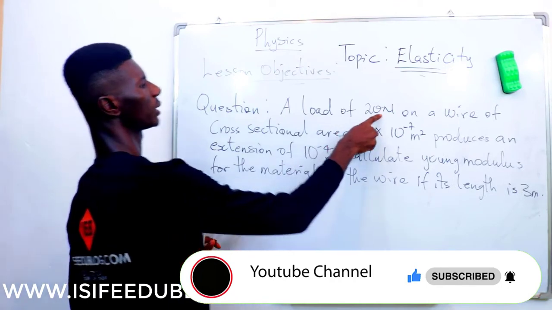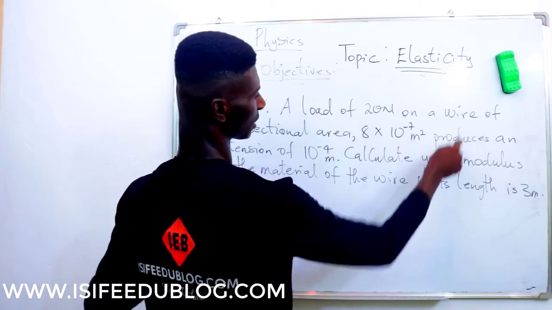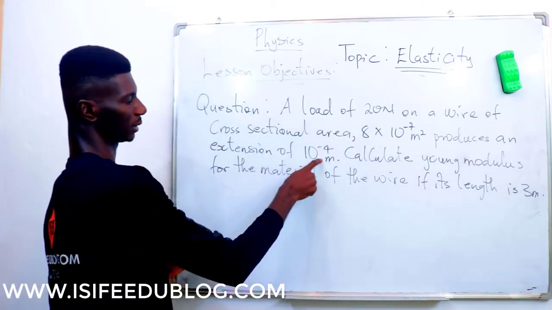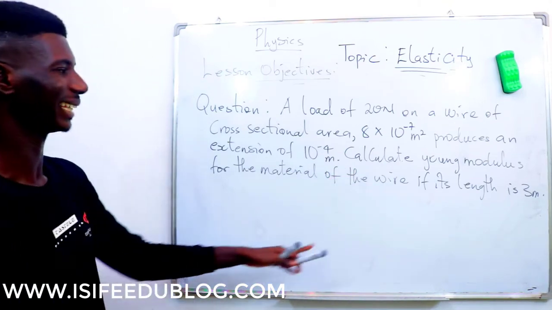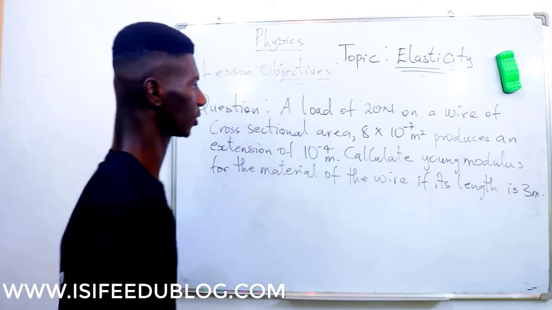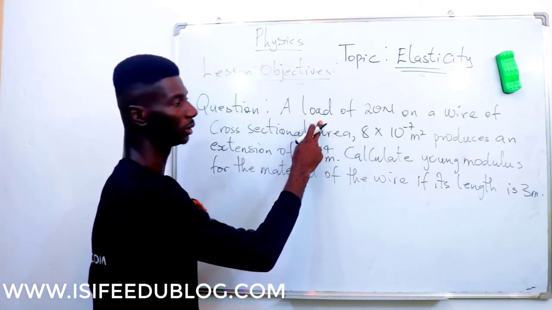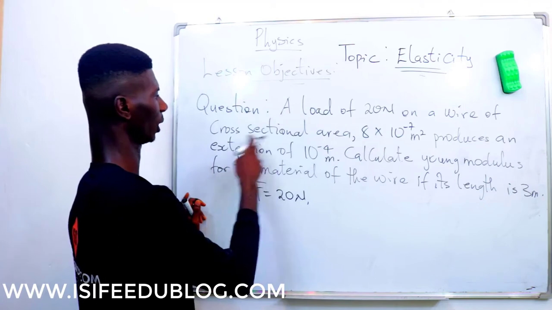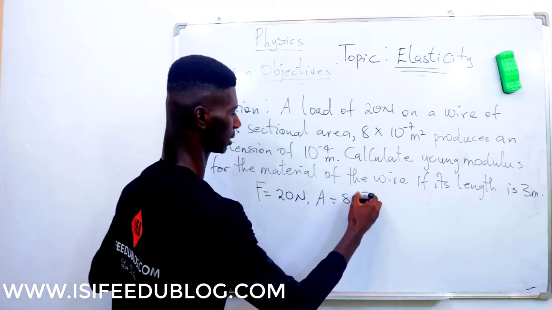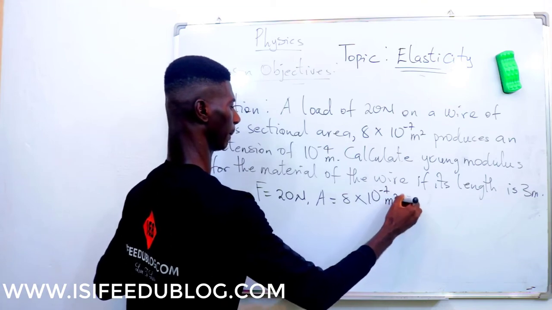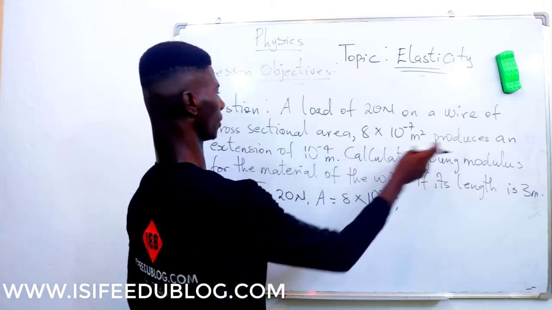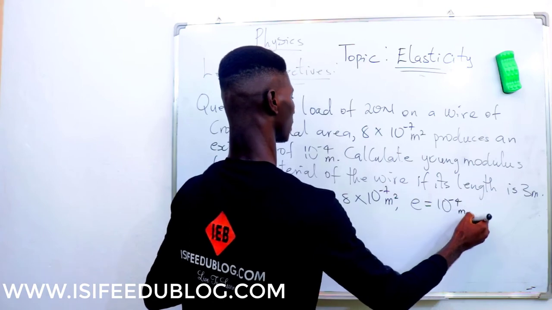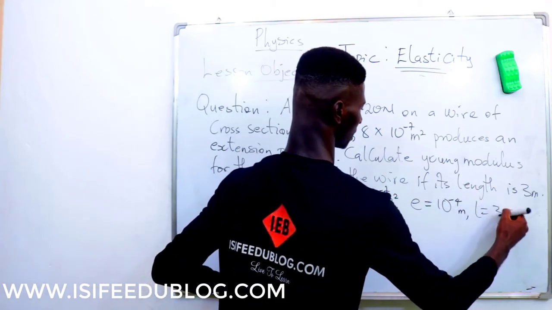They said a load of 20 Newton on a wire, the elastic material here is wire, of cross-sectional area, this, produces an extension of this. Calculate the Young modulus of the material if its length is this. So we will bring out the parameters. I've told you that load is a type of force. So the force here is 20 Newton. Cross-sectional area A is 8 times 10 raised to the power minus 7 meters squared. The extension e is 10 raised to the power minus 4 meters. Then we have our length, which is 3 meters.